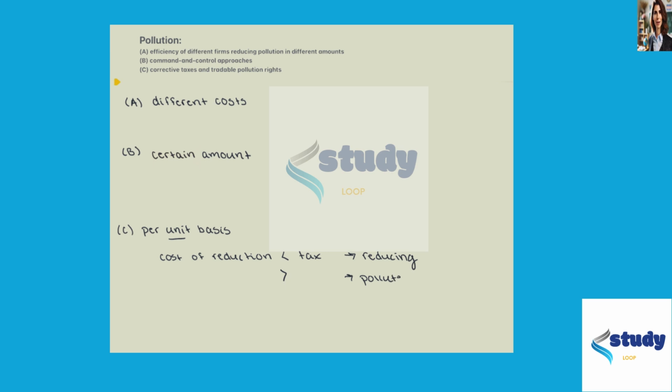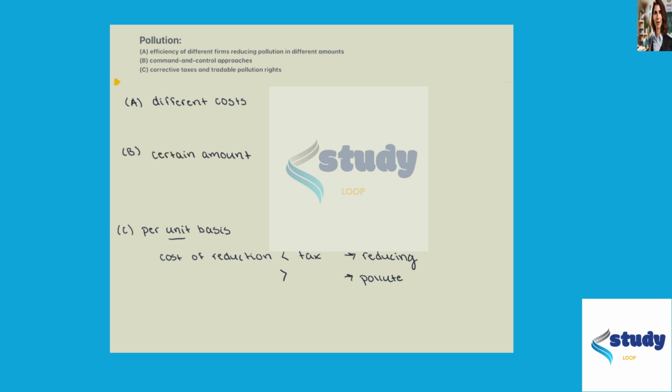Because why would they, as a profit-seeking firm, choose to reduce their pollution if they can pay less to pollute, right? They're going to choose to pay that tax instead. Now, tradable pollution permits, on the other hand, tend to be a little bit more effective than these corrective taxes, and that's because firms are able to purchase pollution permits, and a permit allows them to pollute a certain amount.